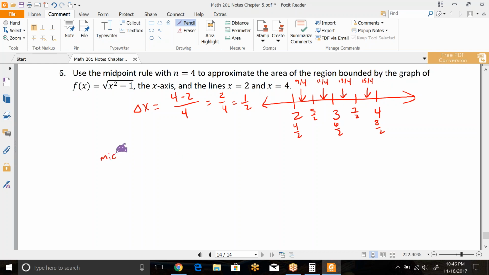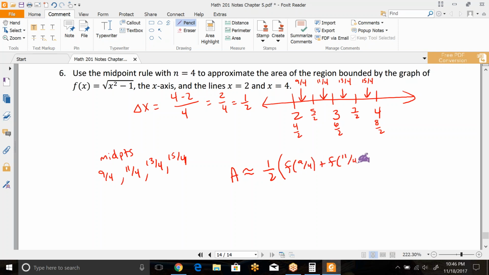So my midpoints are 9/4, 11/4, 13/4, and 15/4. So my formula for my area is approximately 1/2, which is my delta x, times f of 9/4 plus f of 11/4 plus f of 13/4 plus f of 15/4. Okay, and our function is x squared minus 1 under a square root.